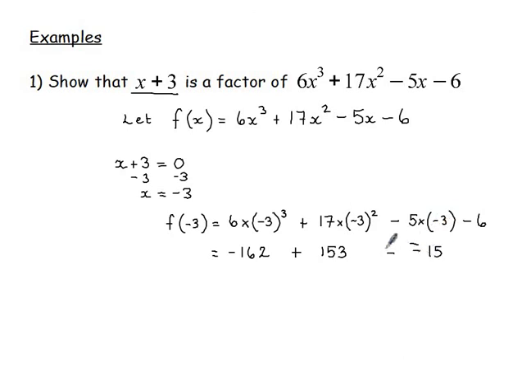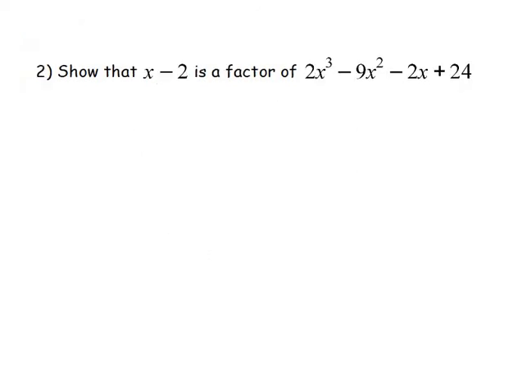Then you can see you have a minus and a minus, which makes a plus here. And then the minus 6 drops down. So you have minus 162 plus 153 plus 15 minus 6. Type this into your calculators and it gives you 0. So you have shown with workings that x plus 3 is a factor of 6x cubed plus 17x squared minus 5x minus 6.